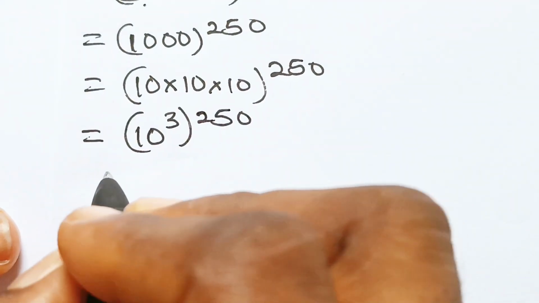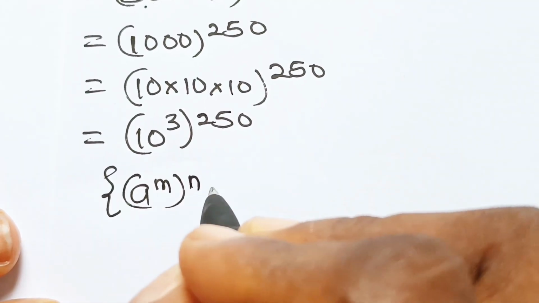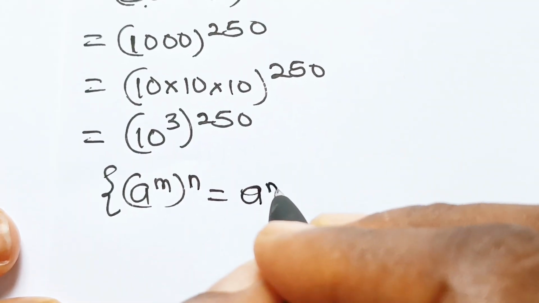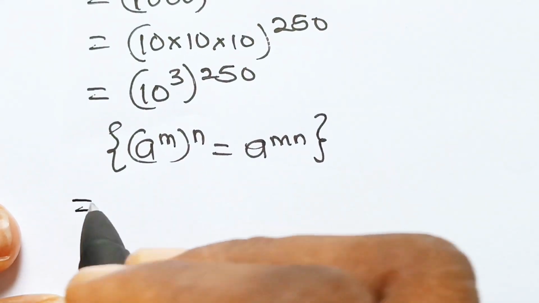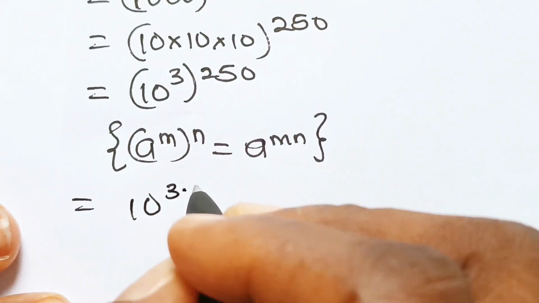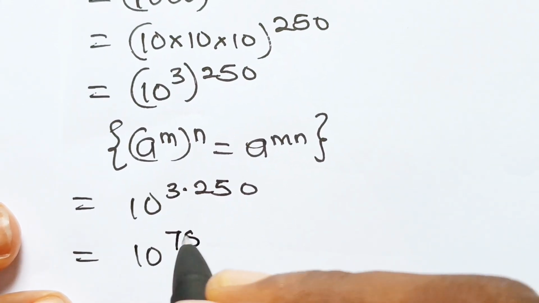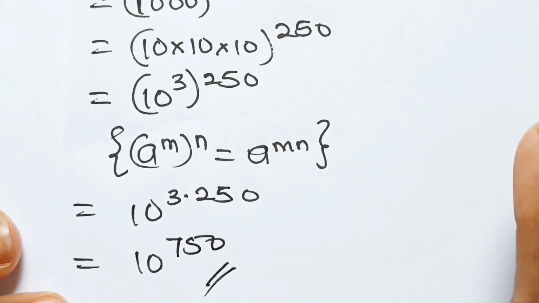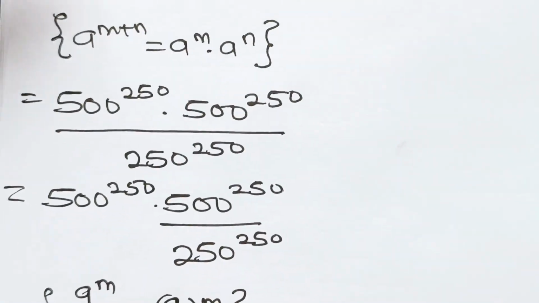Now remember that a to the power of m raised to the power of n is equal to a to the power of m times n. That means that this is 10 to the power of 3 multiplied by 250, and this is 10 to the power of 750. And that is the answer. Now, let us solve this using the second method.